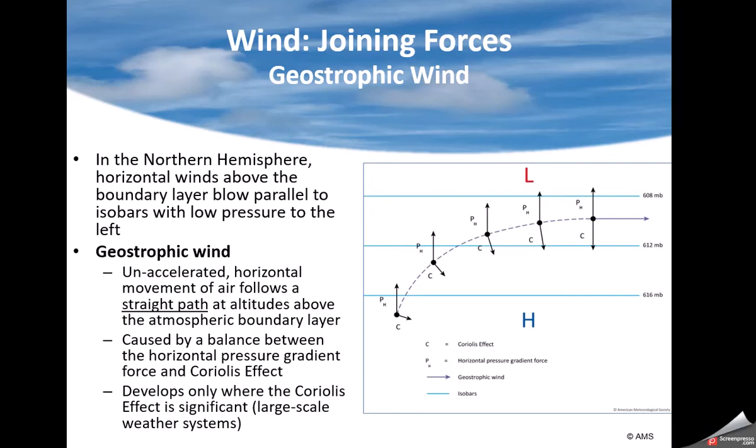Now, meteorologists like to simplify wind, so we want to worry about straight wind first. Straight wind is basically a geostrophic wind. It is a balance between the pressure gradient and the Coriolis effect.